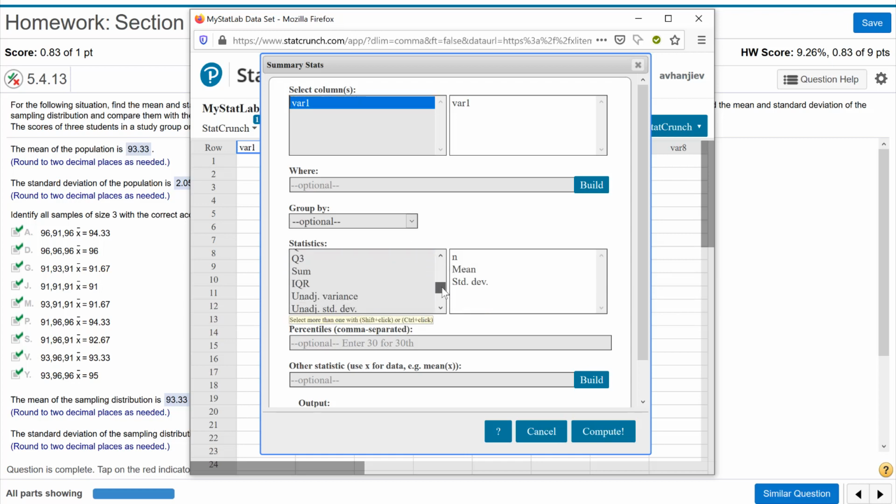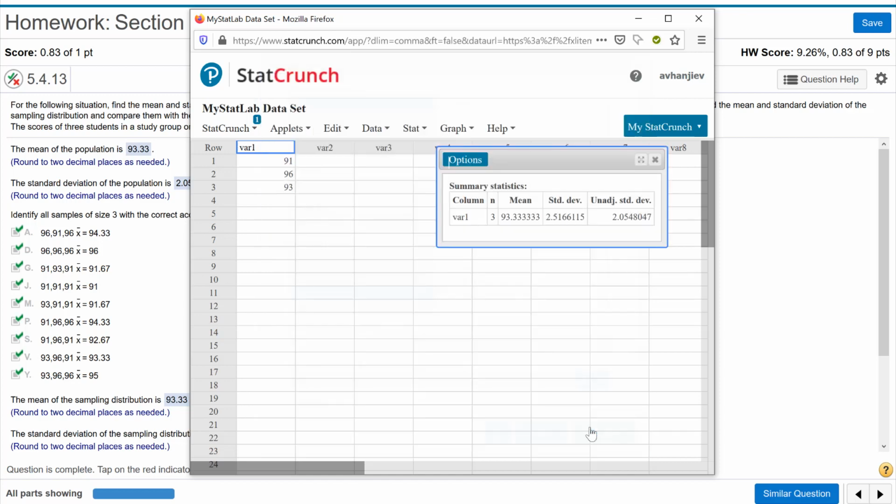I'm going to go all the way down here to the one called unadjusted standard deviation. That's the one that we want. So click compute, boom. Okay. The unadjusted standard deviation is 2.05. That's what we want to put as our answer.